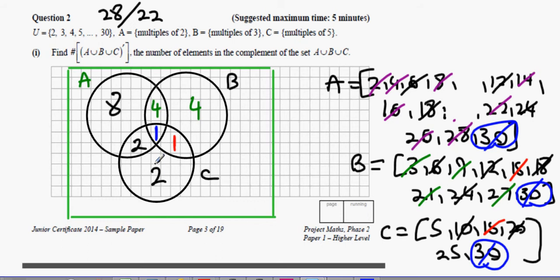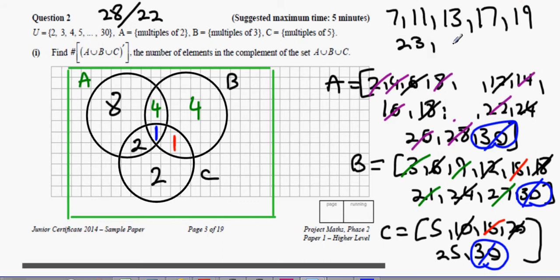Now, which are the numbers that are not accounted for? Well, they're going to be the prime numbers. Some of the prime numbers that aren't accounted for would be 7, 11, 13, 17, 19, 23, and 29. Now that's 7 numbers, so we might have double counted somewhere. Let's see if we double counted. So we have 7, 11, 13, 17, 19, 23, and 29.